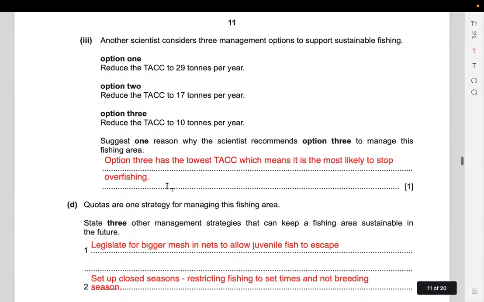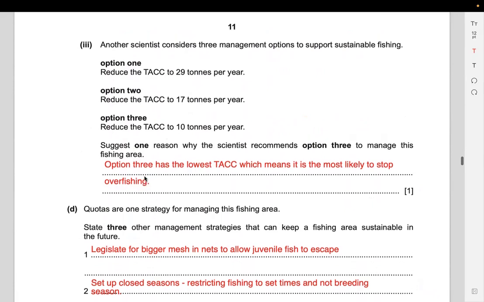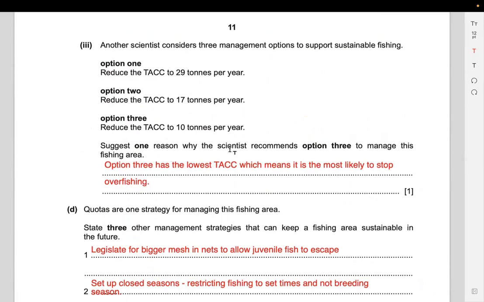So I just put, it's got the lowest total allowable catch, which means it's most likely to stop overfishing, because the lower you have it, the more the fish are going to recuperate. But it doesn't make sense to me, if I'm honest. And that's the kind of question in an exam I'd spend ages on, because I'd be like, well, it doesn't make sense. What are they trying to find out? And if you get a question like that, just state the obvious.